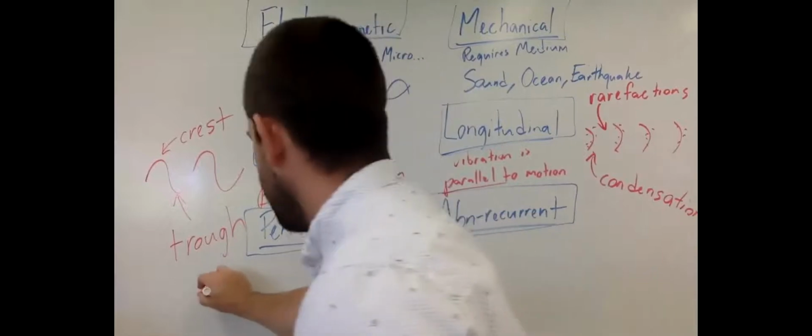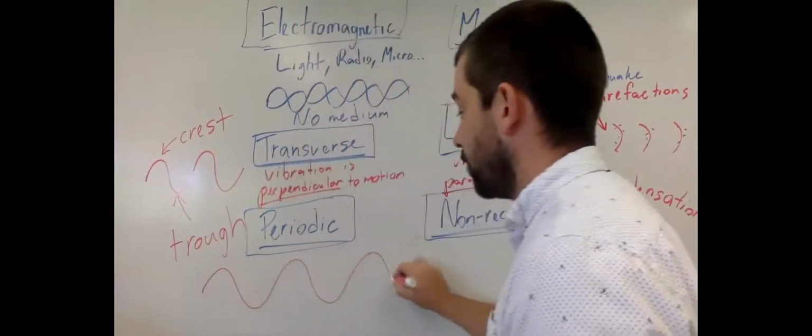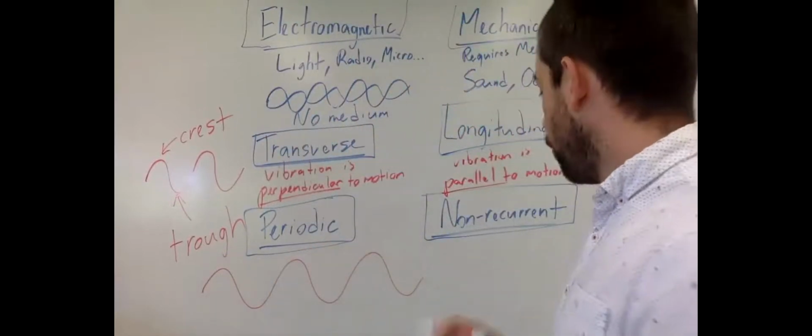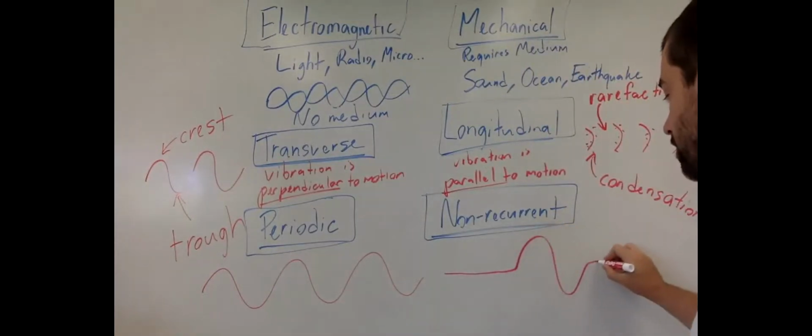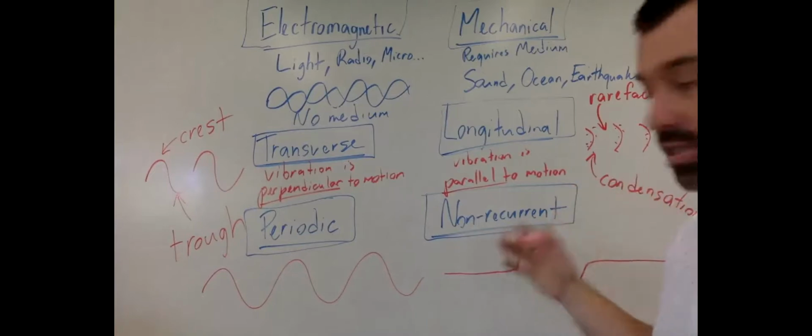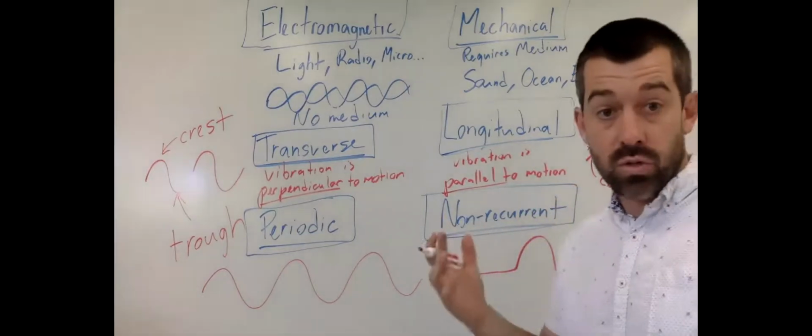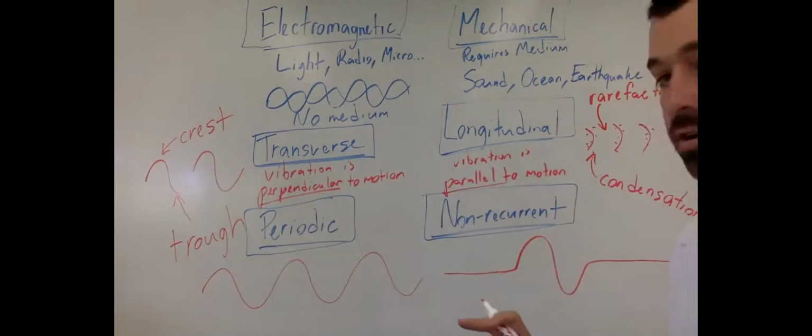So you're going to see it look like this. That's a periodic wave, all right? Whereas a non-recurrent wave just happens. That's it. You just get a single wave, all right? Just one wave all by itself. That's what a non-recurrent wave is.